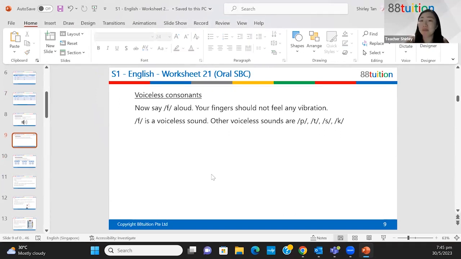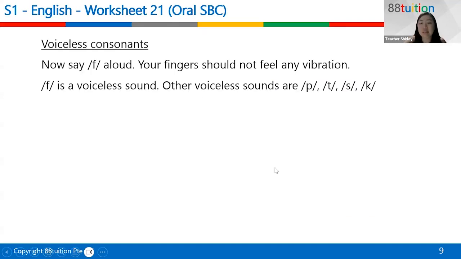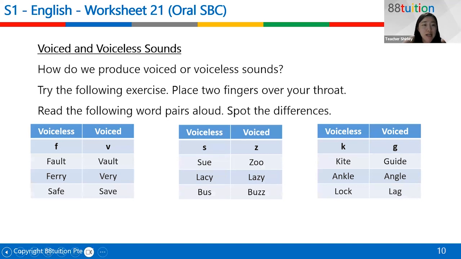By right, there should not be vibration because after all, F or P or T or S and K are all voiceless sounds. Even K, you can try S also. If you touch your throat, actually there's no vibration. Whereas if we compare with a voiced sound, V, for example, if you say V, Varun, you will actually feel vibration.